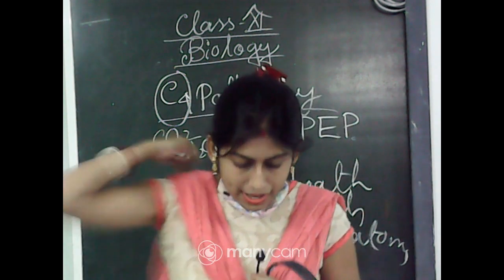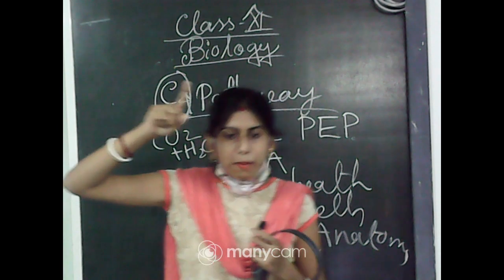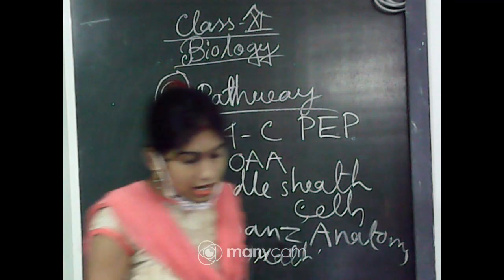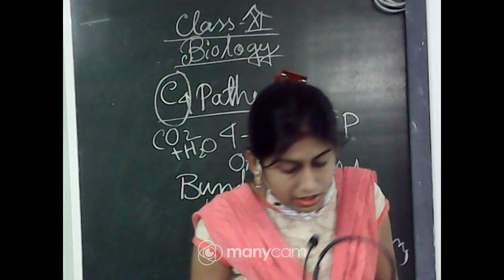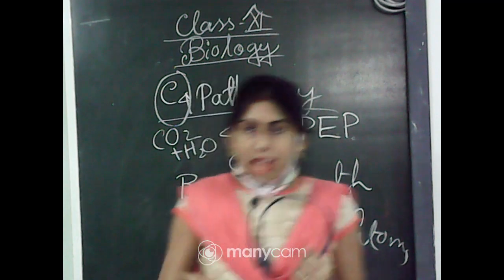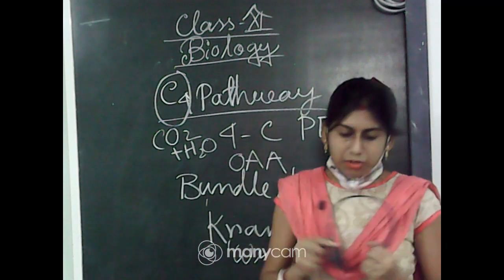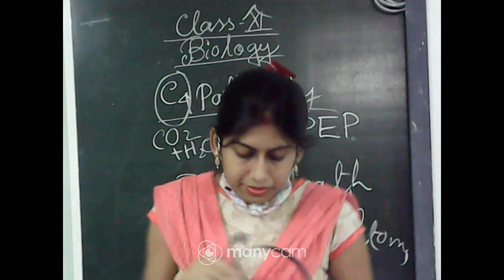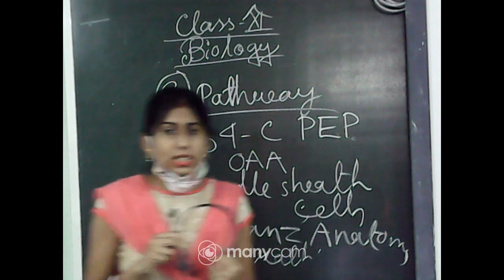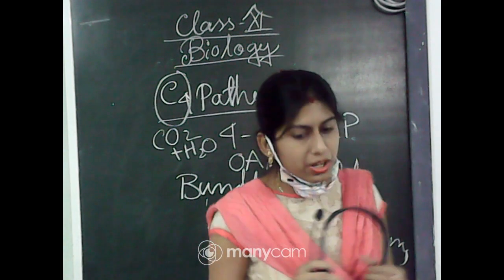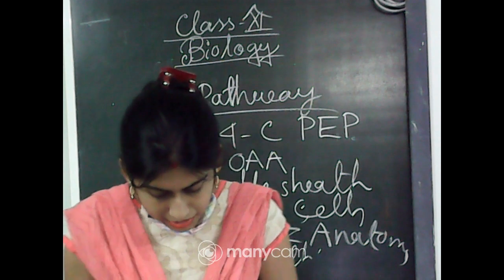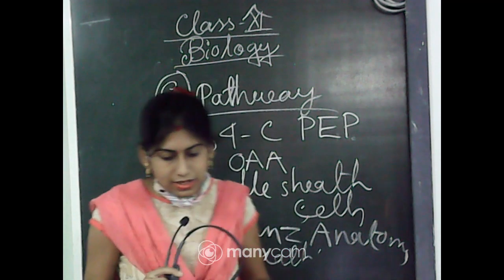Now this C3 acid again will be transported back to the mesophyll cell, where it will be converted into PEP, phosphoenol pyruvate, again. And thus it is forming a cycle. That's why this cycle is called the C4 cycle, or it has an alternative name, the Hatch and Slack pathway, after the discoverers of this pathway.